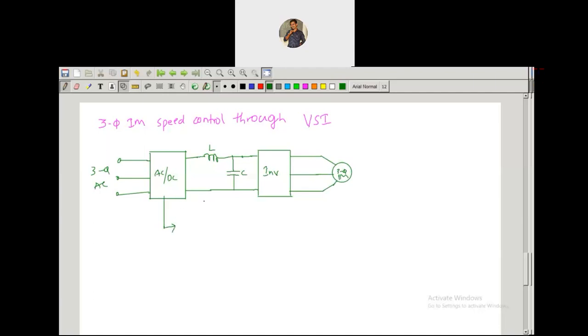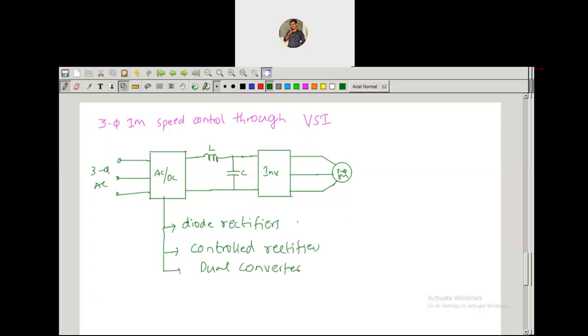In place of the rectifier, we can use three-phase bridge rectifiers. We can use diode rectifiers, that is, uncontrolled rectifiers, or else we can use controlled rectifiers, that is, using thyristors. You can also use a dual converter, with which we can get four-quadrant operation.